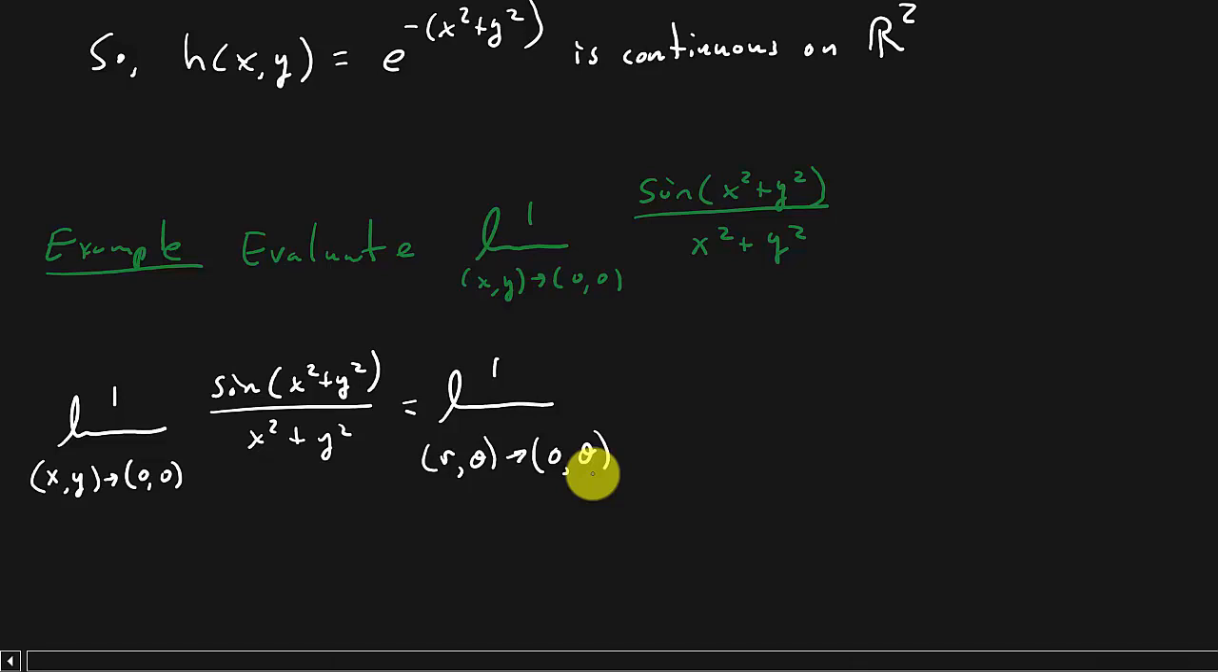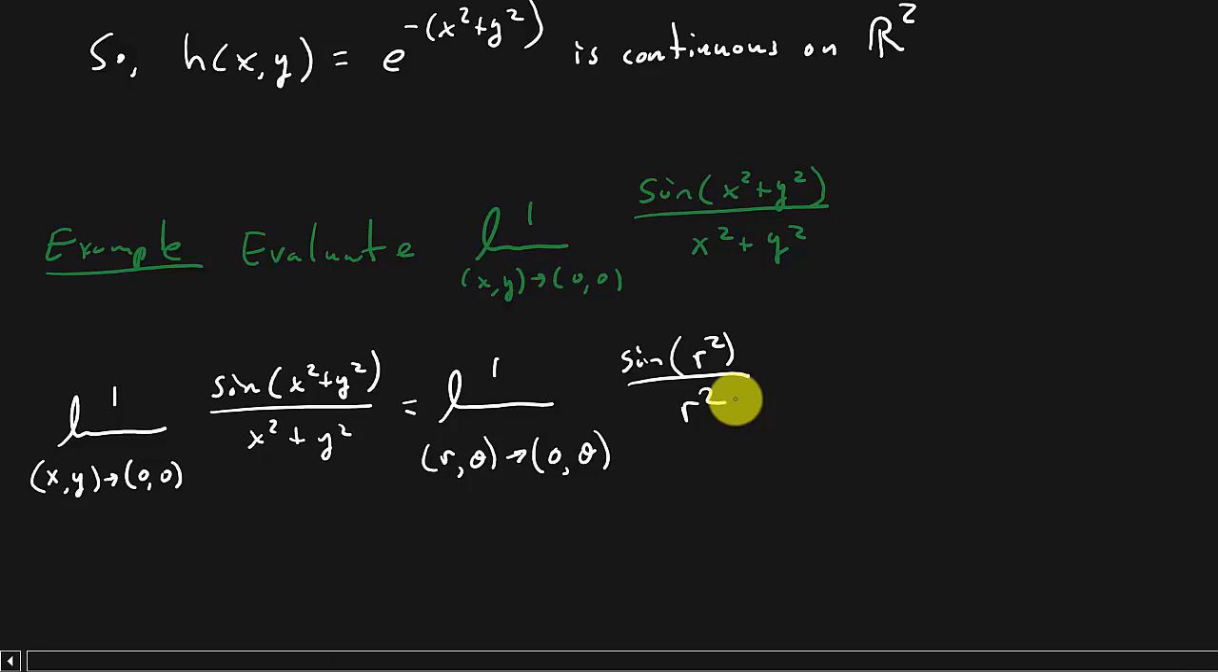Okay, I'm going to use polar coordinates. All right, so that's going to be the sine of what? What's x squared plus y squared? That's r squared, over, and what's x squared plus y squared? That's r squared.